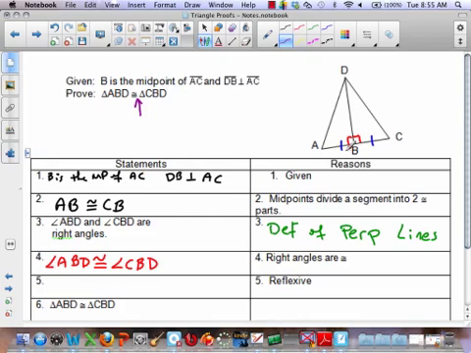We've got a side and angle. What would probably be the next thing that we might want to show? Side angle side. So that means we need to know what? That DB, because it's a shared side, is automatically equal to itself. So DB is congruent to DB, and therefore we now have side, angle, side.